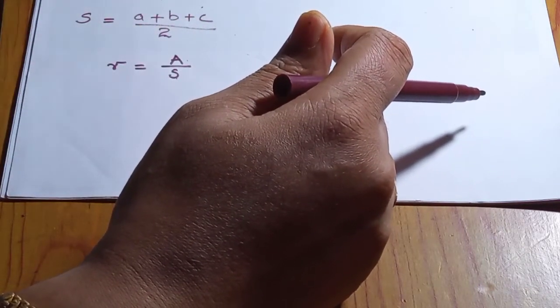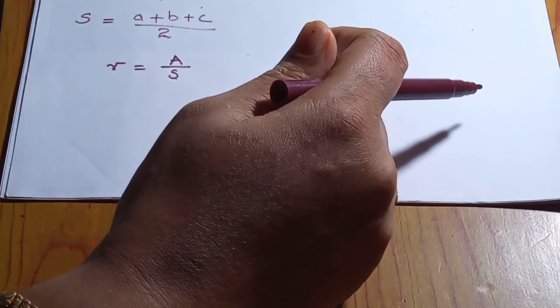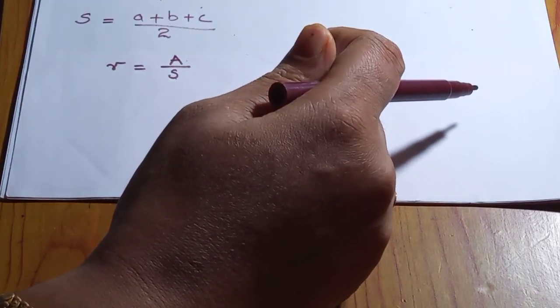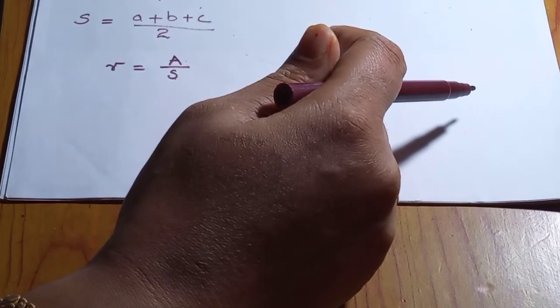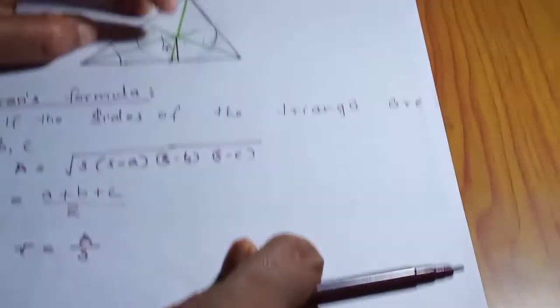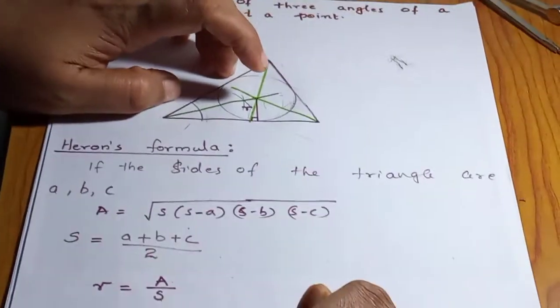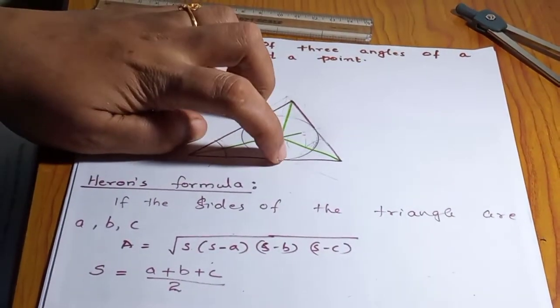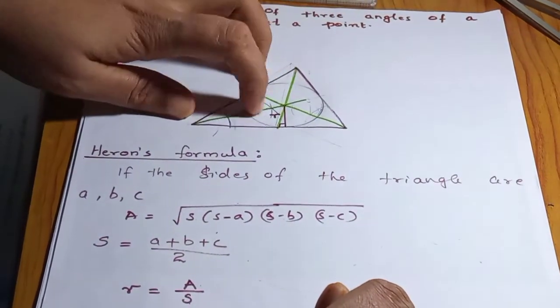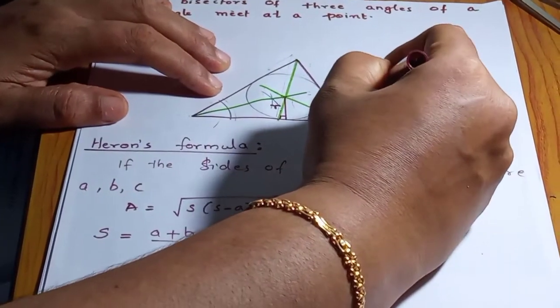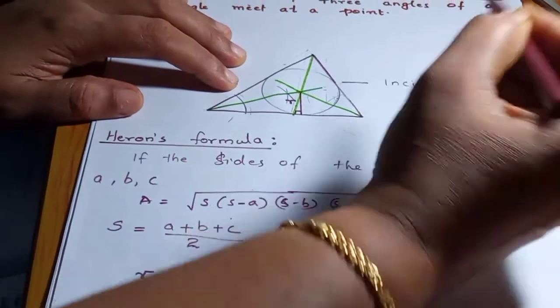So three things are here. One is, the bisectors of the three angles of a triangle meet at a single point, and if we take this point as center and the distance to any of the sides of the triangle as radius, and draw a circle, the circle is called the incircle of the triangle.